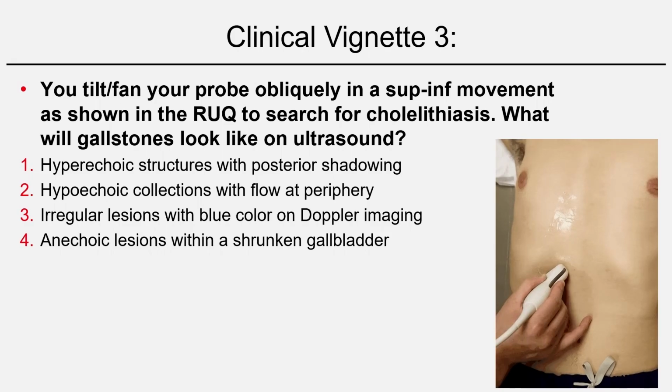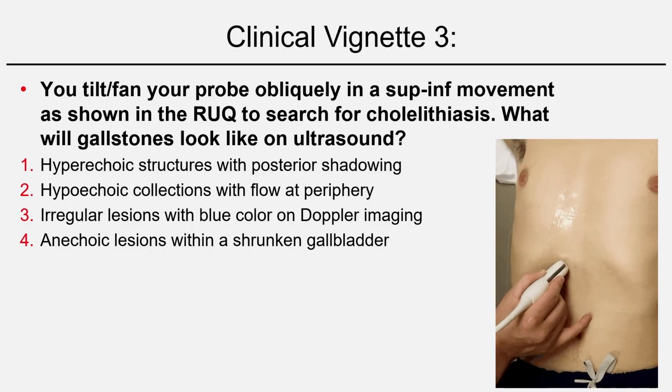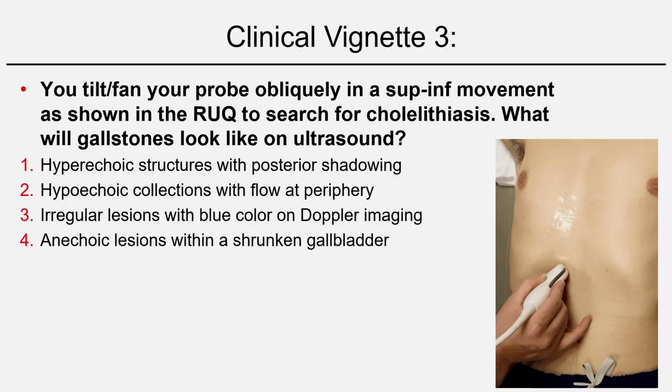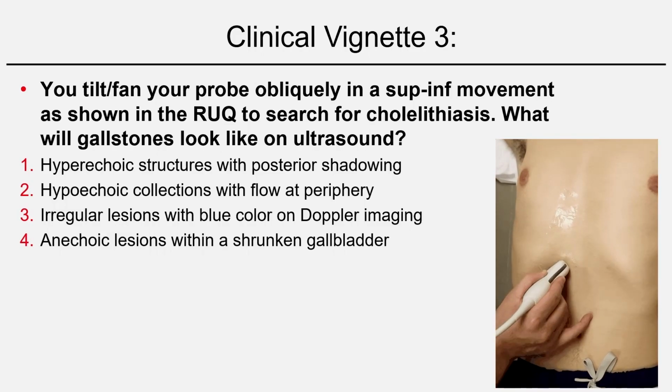What will gallstones look like on ultrasound? Will they be hyperechoic structures with shadowing? Will they be hypoechoic structures with flow at the periphery? Will they be blue-colored lesions on Doppler imaging with color flow in them? Will they be anechoic cystic lesions inside a shrunken gallbladder? And 5, 4, 3, 2, and 1.